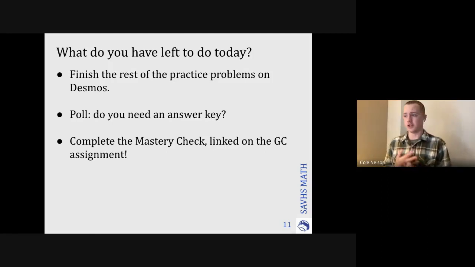The last thing you need to do is complete the mastery check that's linked on Google Classroom. So 3 things: finish the practice problems, tell me if you want a key, finish the mastery check. That's all.